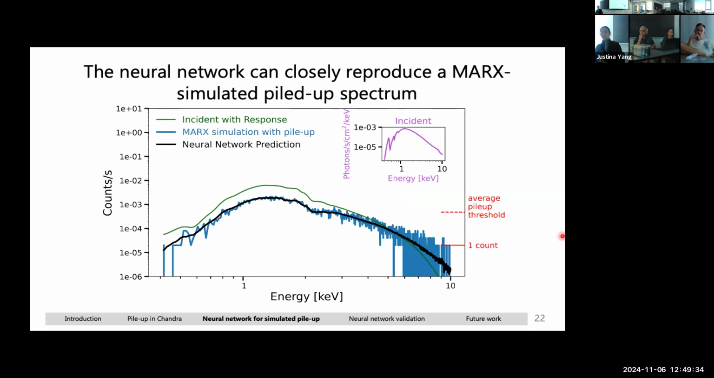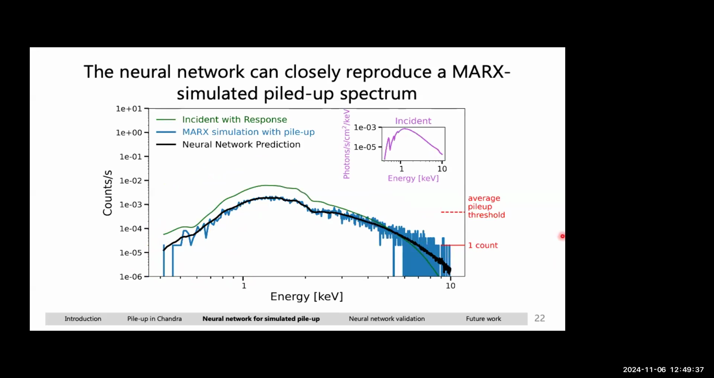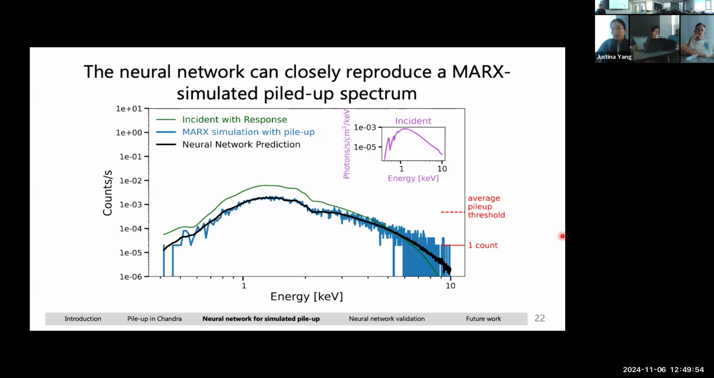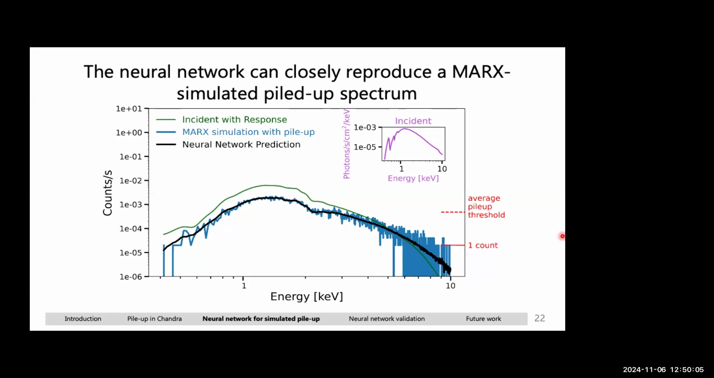Any questions before I move on? I'm just a little confused. These plots are labeled as piled up spectra, but are they spectra corrected for the pile up effect, or are they simulating the pile up effect? The blue line is simulating the pile up effect. So everything that I'm doing is going in the forward direction. You're testing how well the simulations work, and now you're about to tell us how to correct for pile up. Is that what follows?